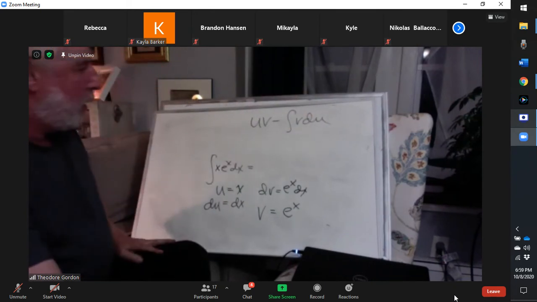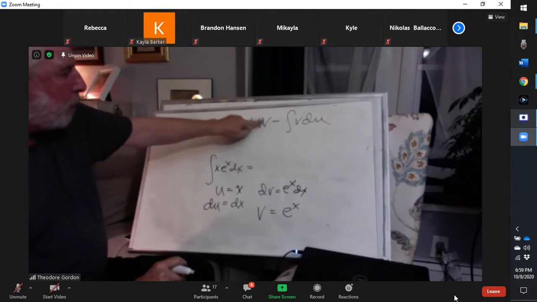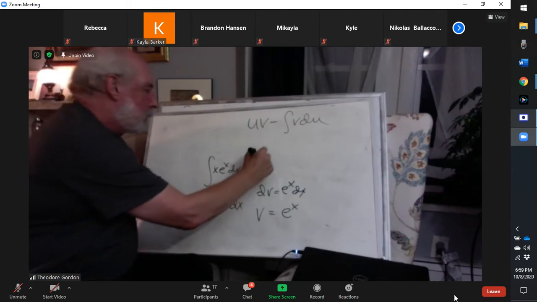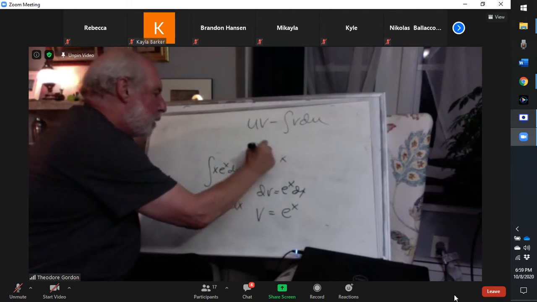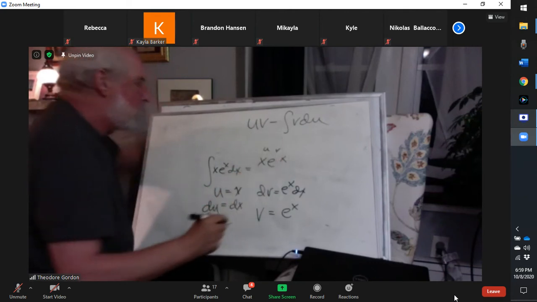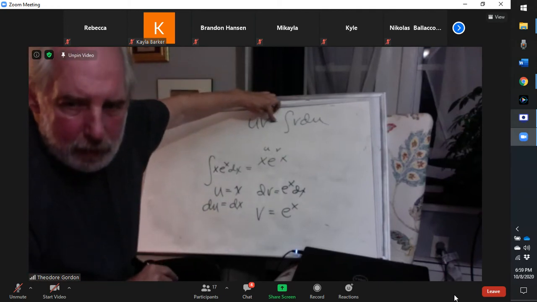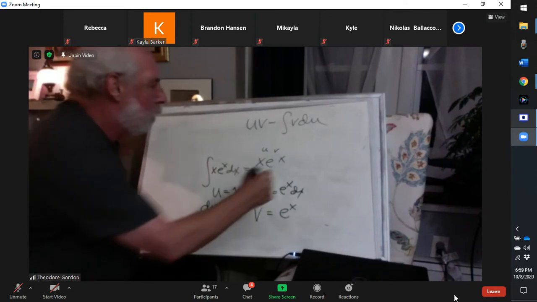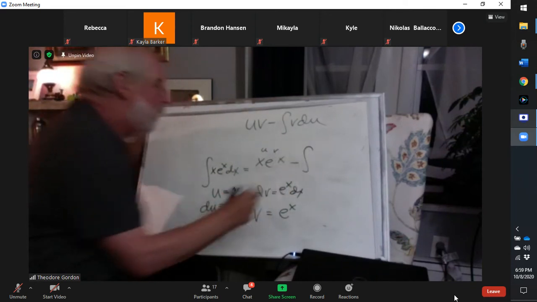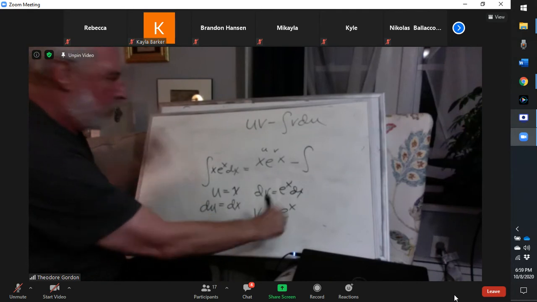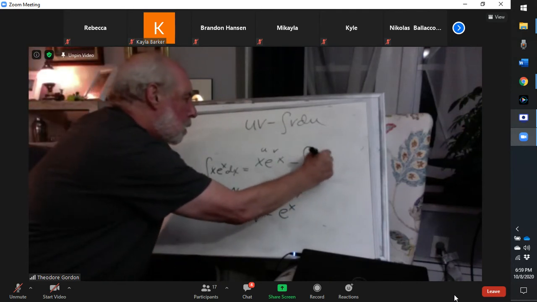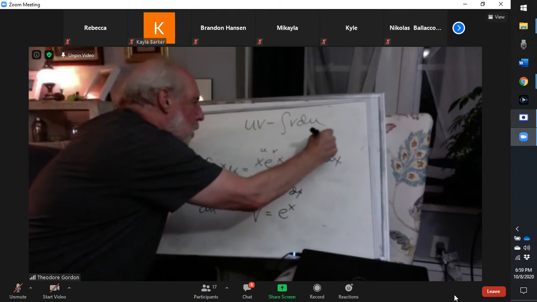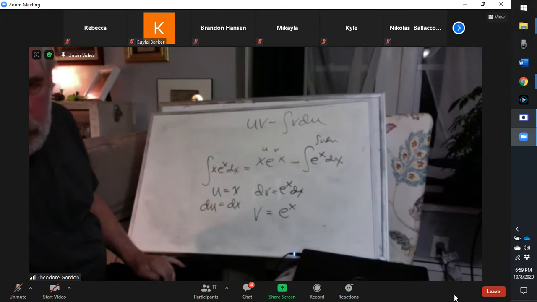Everything goes in place now. U times V is U times V. This gives us x e to the x. So that's U and that's V. Then comes a minus sign, and sometimes that might turn into a plus sign, but depending on what's happening here, minus, and then we do the integral of V du. So there's where all the parts go.